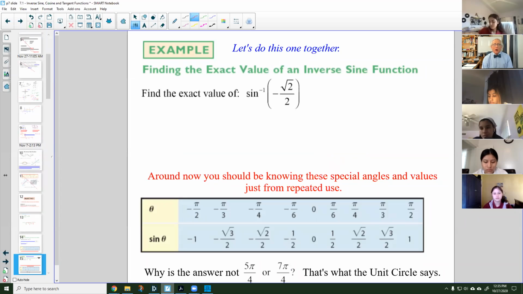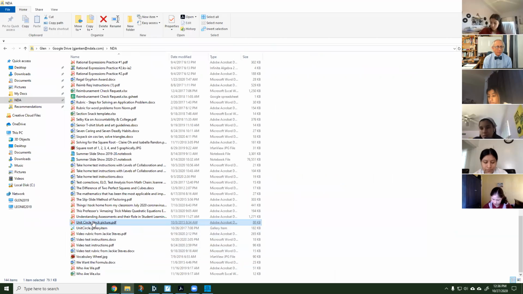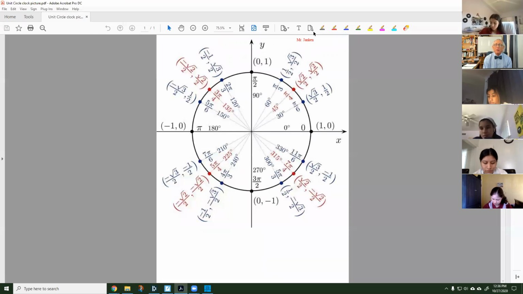Well, I want to find inverse sine of negative radical 2 over 2. Okay, so I am looking for an angle that has a sine value of negative radical 2 over 2. Let's go back to my unit circle. Okay, let's call it up again. Here it is. I'm going to look at the whole unit circle to see if I can find negative radical 2 over 2.